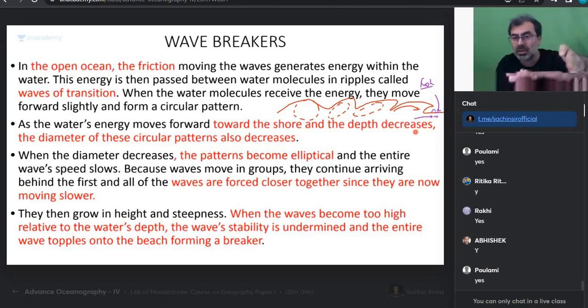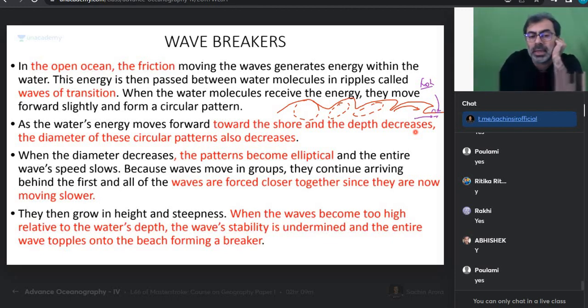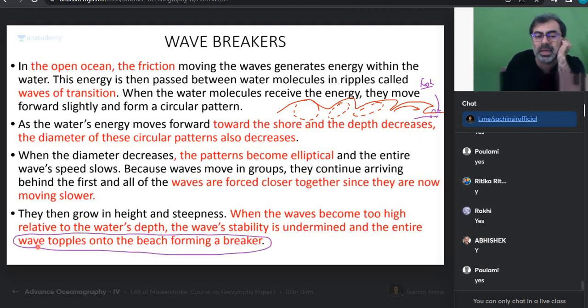Abhi tak to kya tha? Oscillation. But when the wave has broken, then the water rushes towards you. On the coast, you might say, Sachin sir, you said it is only oscillating, but on the coast, I have seen the wave rushing towards me and going away from me. So that is the broken wave, not the wave. Wave, once it breaks, then it will rush towards you or come away from you. Is everyone okay? Then they grow in height and steepness, and the entire wave topples into the beach, forming a breaker. And from here, surf runs on shore.